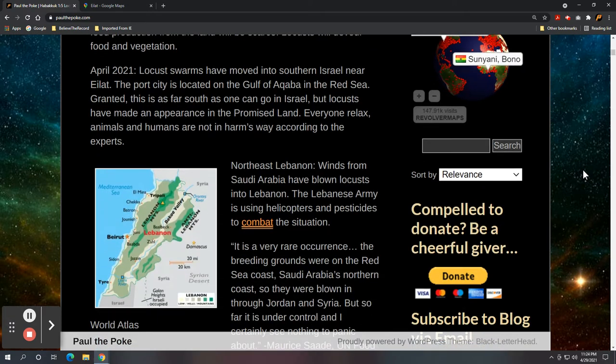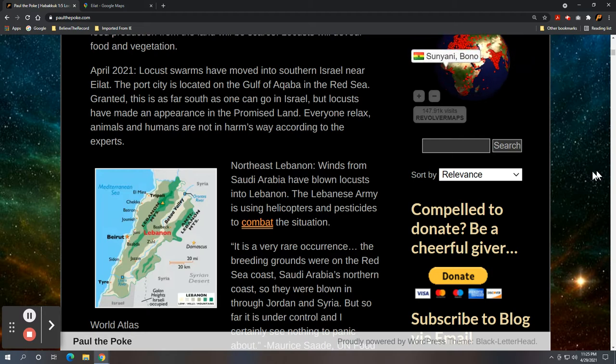So here we are, April 2021. Locust swarms have moved into southern Israel near Eilat. The port city is located on the Gulf of Aqaba in the Red Sea. And granted, this is as far south as one can go in Israel, but locusts have made an appearance in the Promised Land. Everyone relax. Animals and humans are not in harm's way, according to the experts. It makes you feel warm and fuzzy. The experts tell us, hey, there's no problem. Don't worry about it. It's just going to be okay.